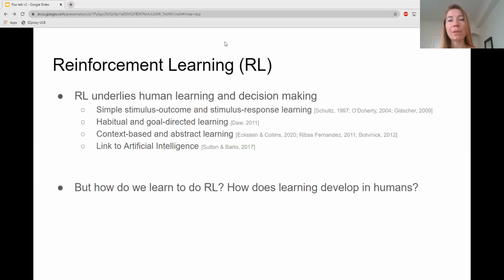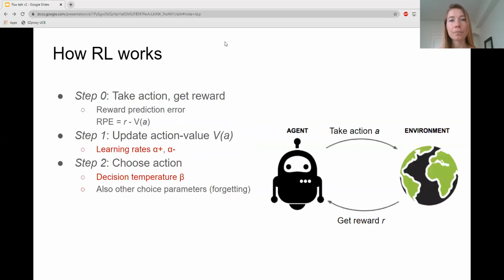And the current boom in machine learning and AI has provided us with powerful algorithms and strong mathematical theory to transfer to cognitive modeling. The question we wanted to answer in our research is, how does the ability to do RL develop? How do humans learn to RL, and what guides the development of this ability? Before we can answer this question, let's briefly look at how RL exactly works.